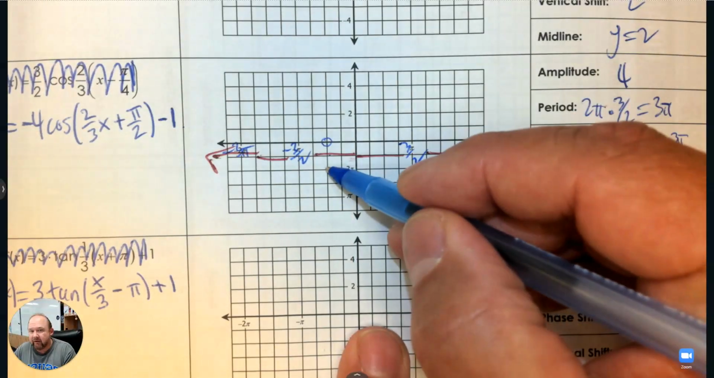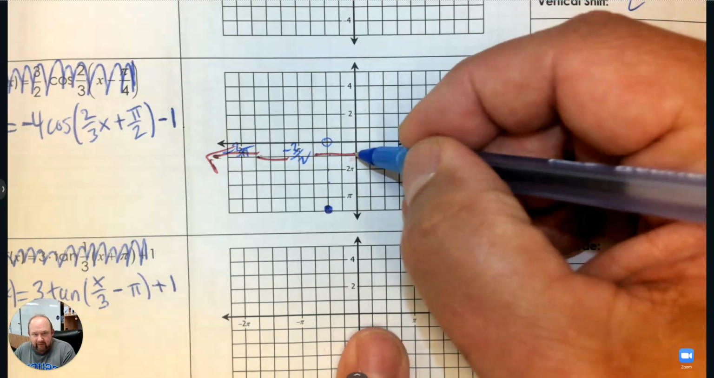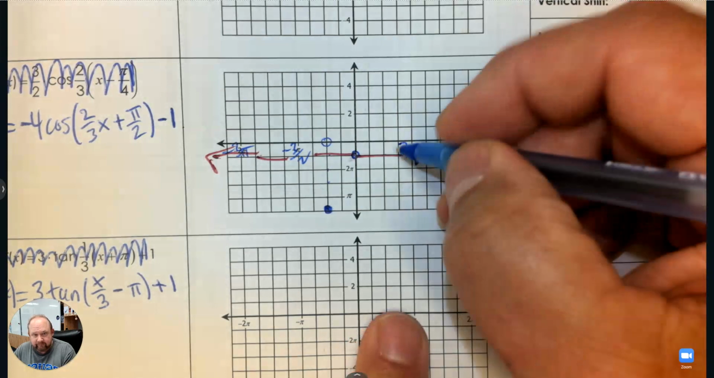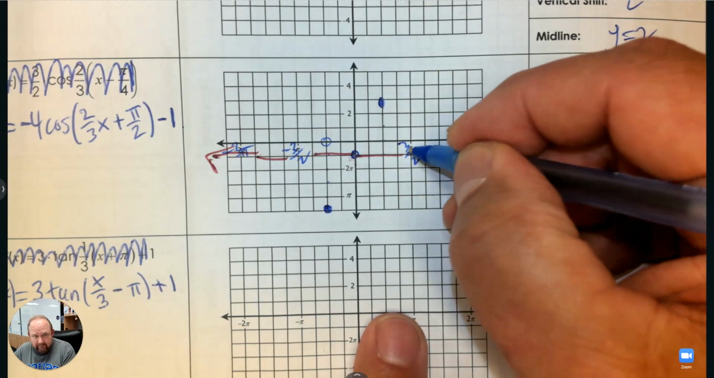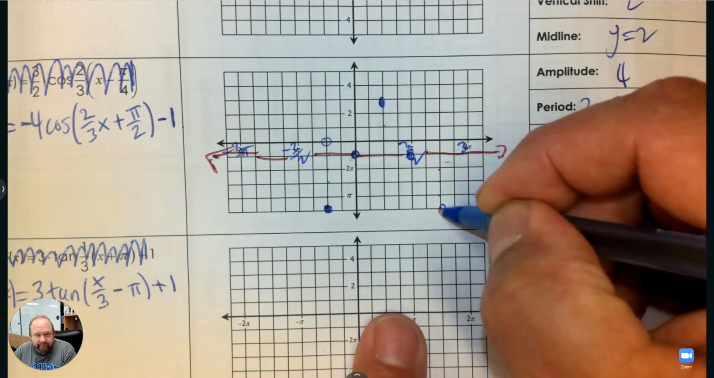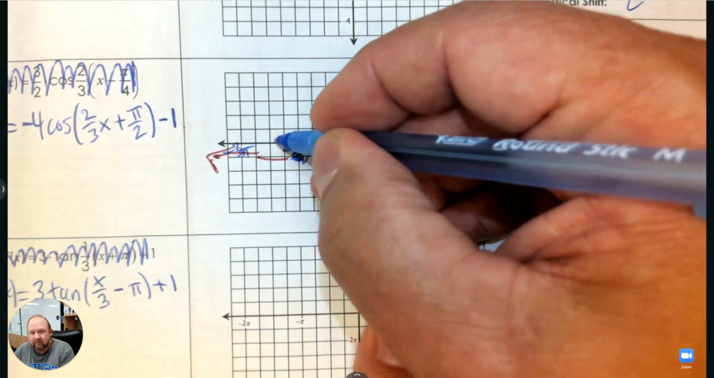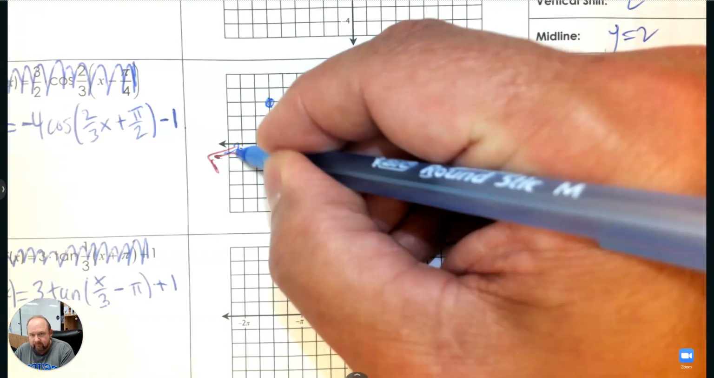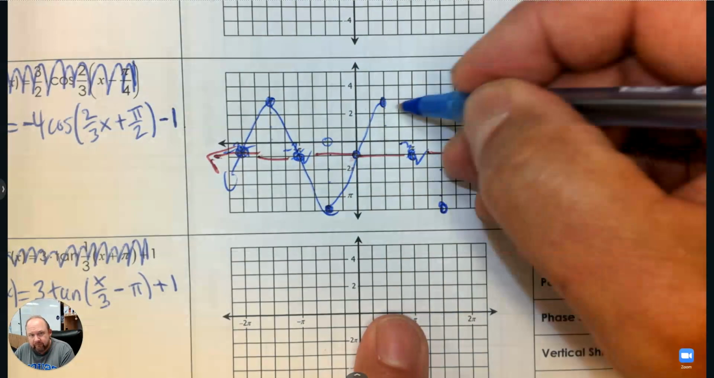So there, from the red line, I'm going to go 1, 2, 3, 4 down, and I'm going to follow my pattern from there. Then the midline, then to the top. 1, 2, 3, 4. Back to the midline. 1, 2, 3, 4. Back to the midline. And then I have my pattern. And then I follow that pattern all the way through.